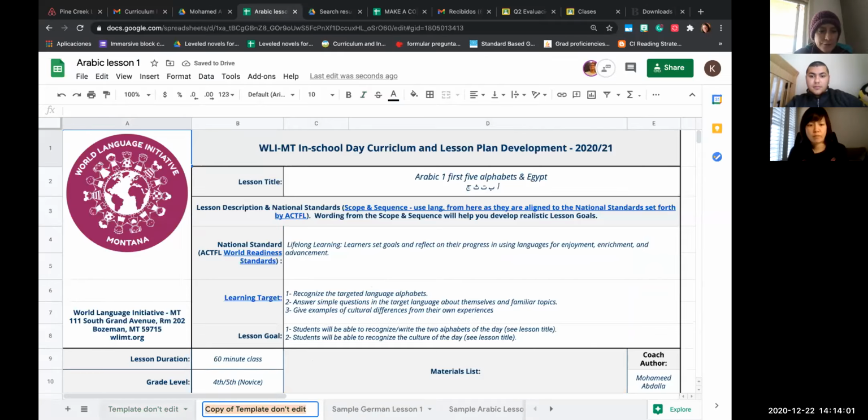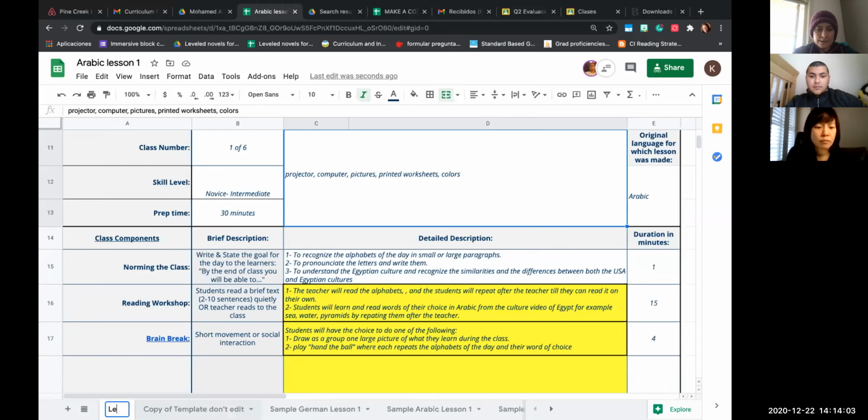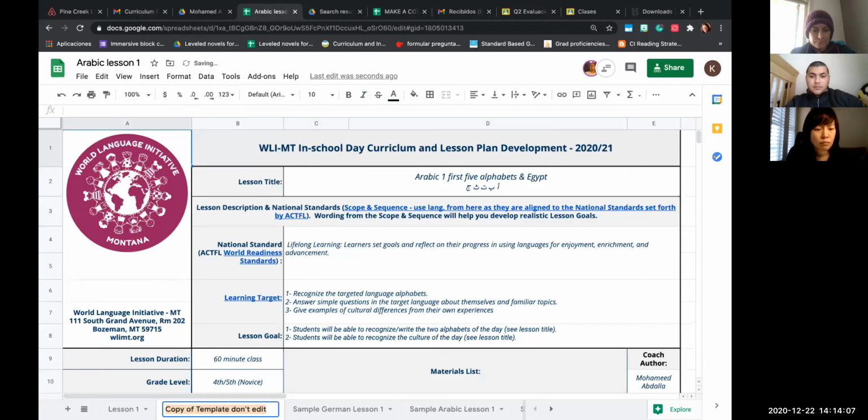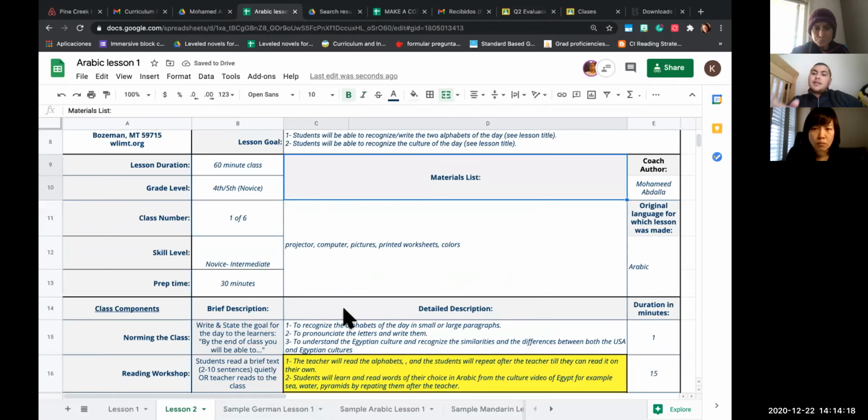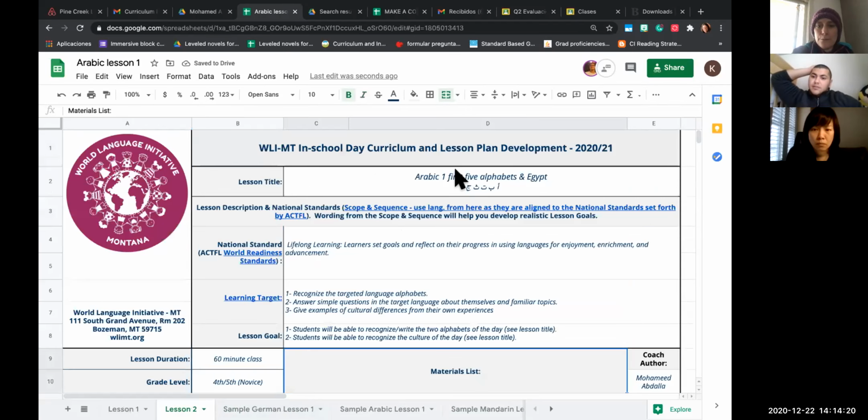So then this one will be lesson 1, and this one might be lesson 2. Let's not worry about the standards or the goals or anything. Let's change the title, because that's one of the main things you wanted to do. What would you want the title to be for this one?